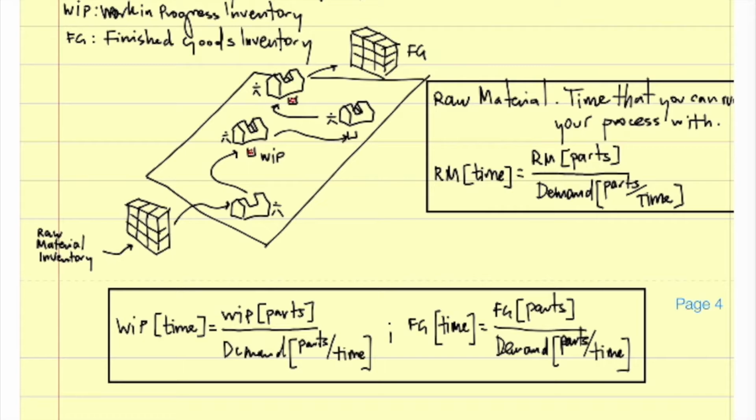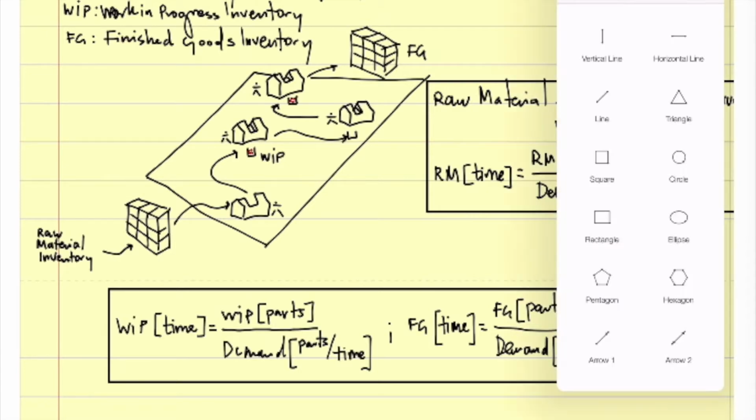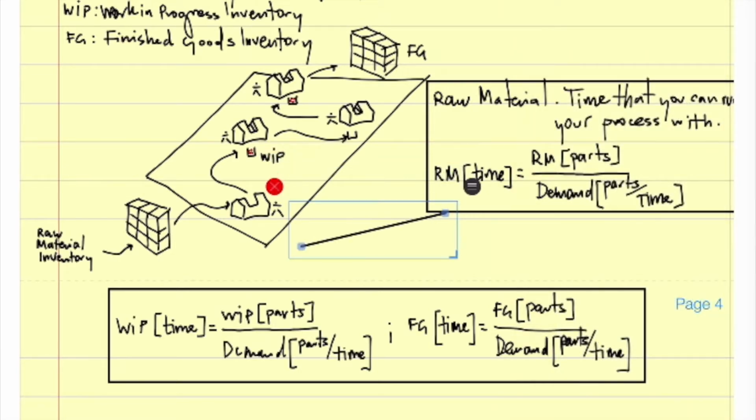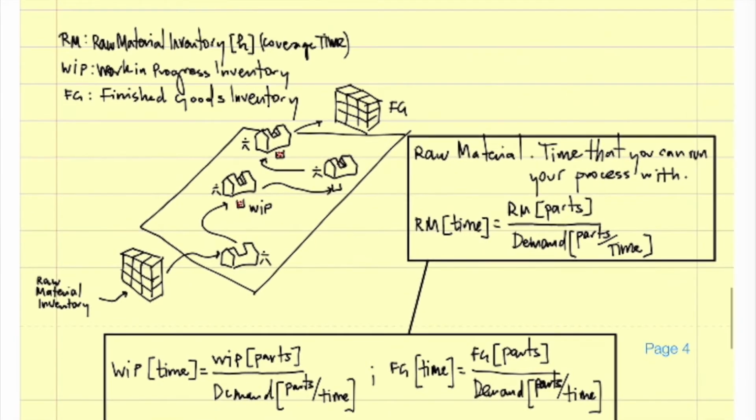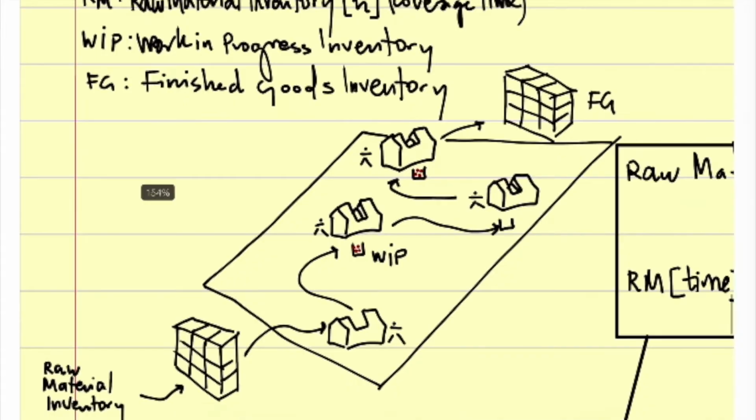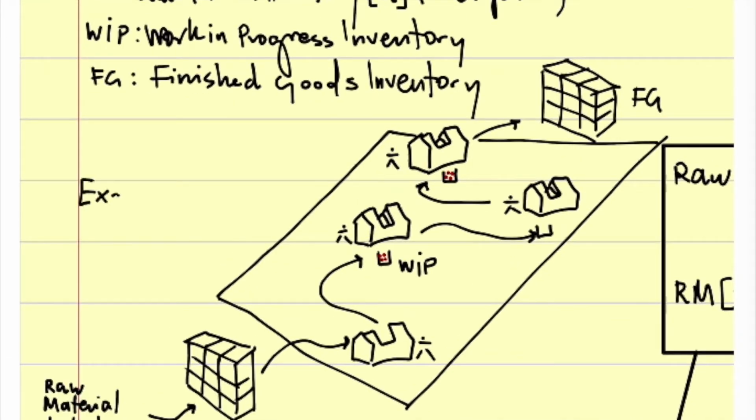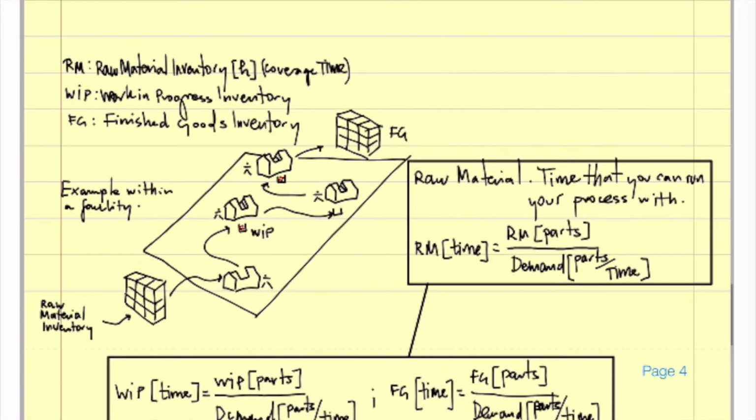So, is it understandable? And any questions, those online? Okay, doesn't look like it's the case. So this is just one example within a facility.